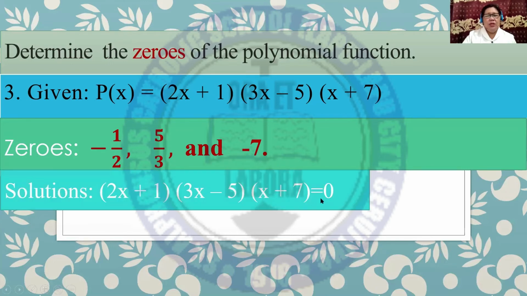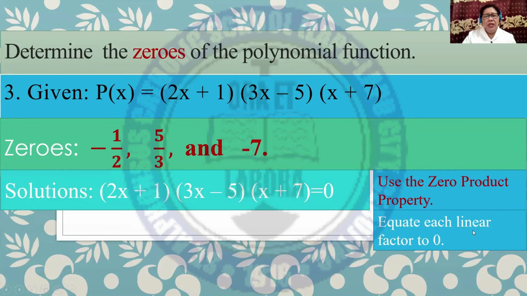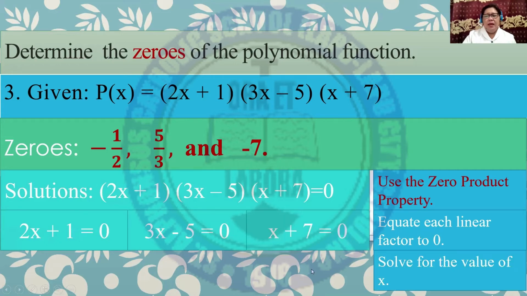For the solutions, we have to use the zero product property. So equate each linear factor to 0. So you have 2x plus 1 is equal to 0. 3x minus 5, equate this to 0. X plus 7, equate this to 0. And solve for the value of x.